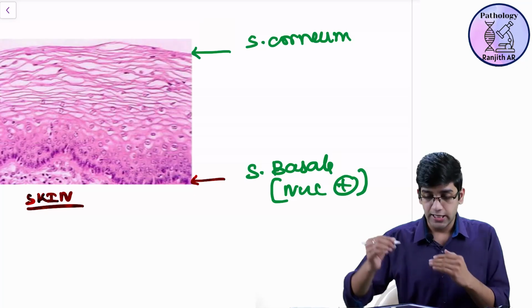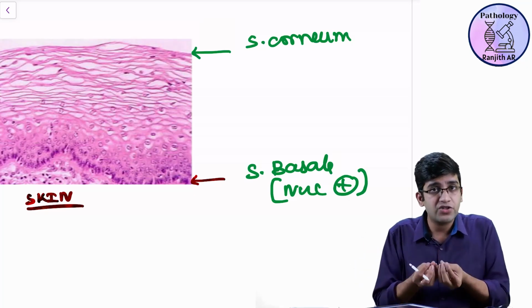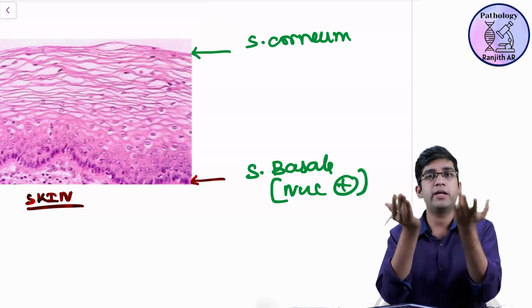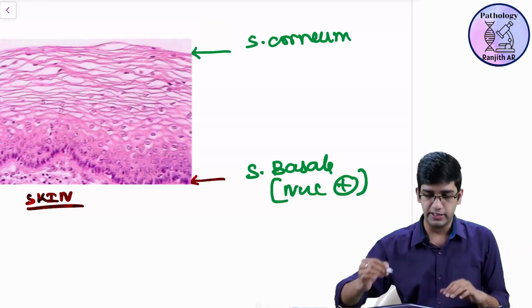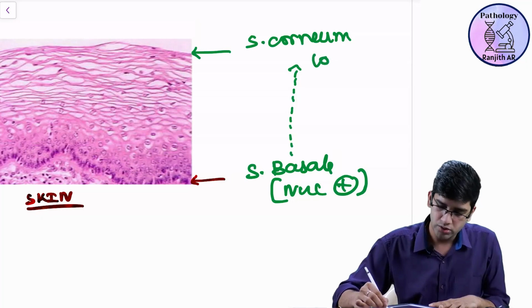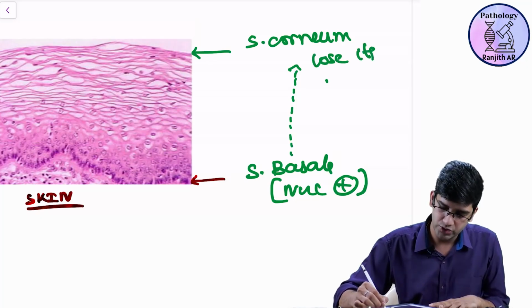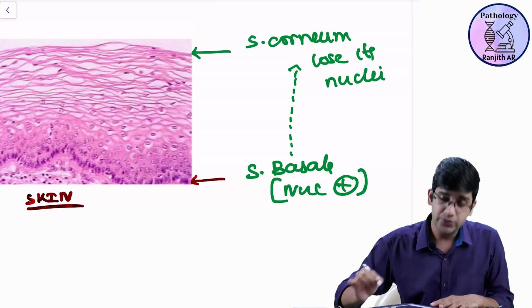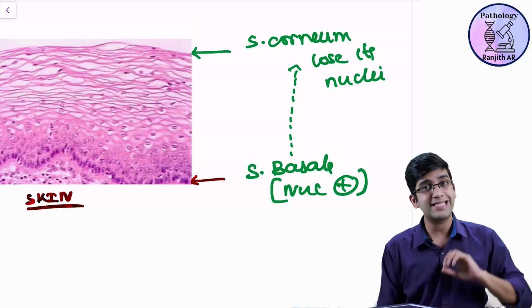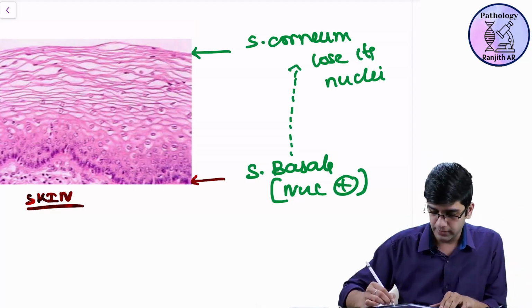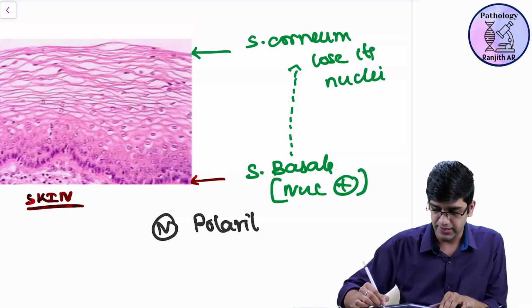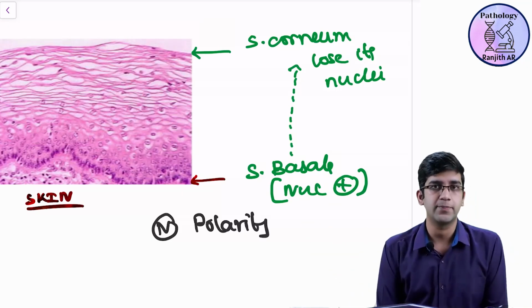In other words, when a cell from stratum basale is produced, it slowly goes up. It will lose its nucleus and becomes the corneal layer. So when it goes up slowly, it has to lose its nucleus. It will lose its nuclei and then only it can become stratum corneum. This is called as a normal polarity of skin. Polarity is orientation, right? This is a normal orientation of skin.